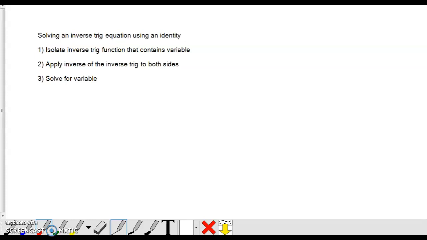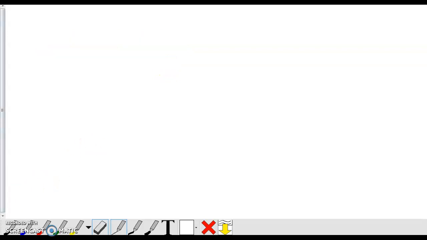All right, so let's look at how we would solve some inverse trig function equations when we're using an identity. Again, some little steps: isolate the inverse trig function that contains that variable, apply the inverse to both sides, and solve for our variable. Seems pretty straightforward, kind of exactly what we've been doing. So let's see what that first example is.